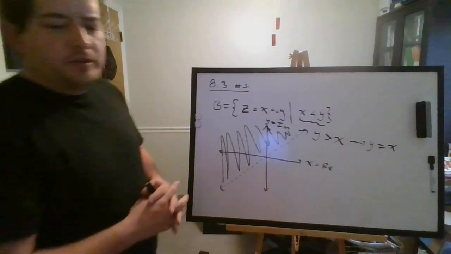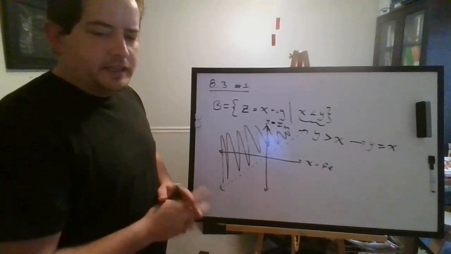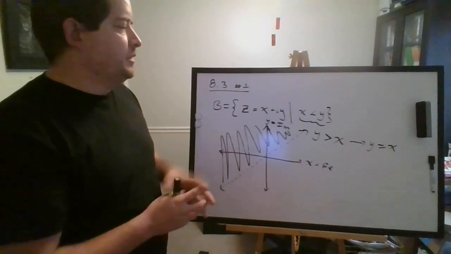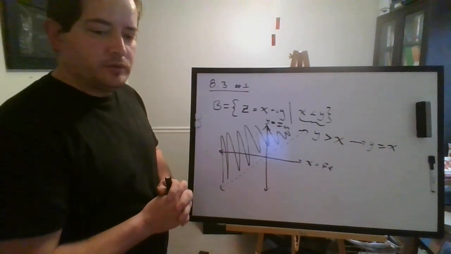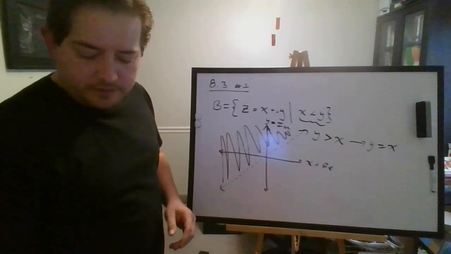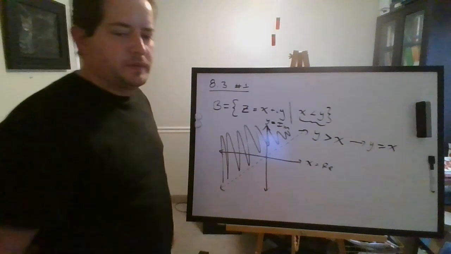You can use similar tactics to look at C and D. They're not terribly difficult. I think this one probably may have been the most difficult, but that's A and B. You can look at C and D. Hopefully you can get through those.